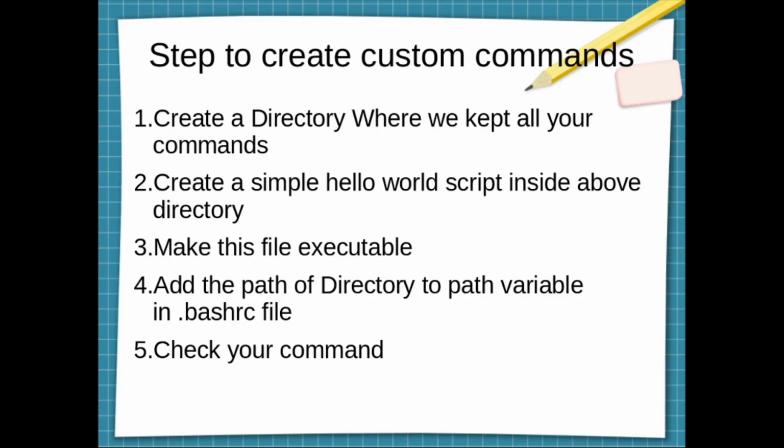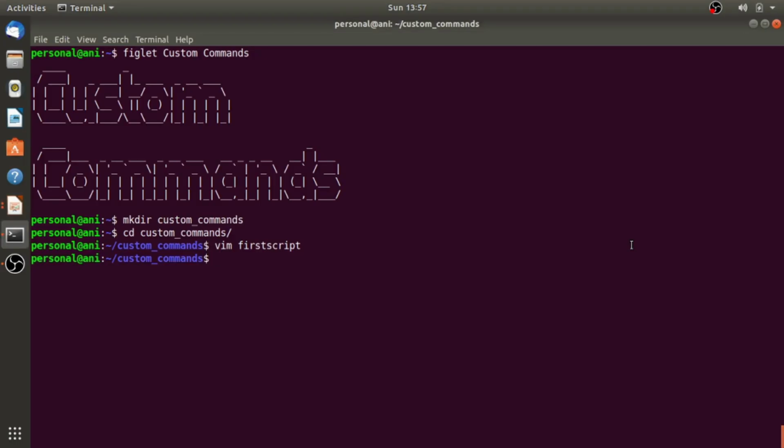Our third step is to make this file executable. For making this file executable, hit the command chmod +x followed by our script name, which is first script. We are done with our third step.